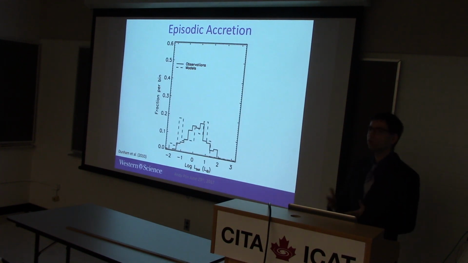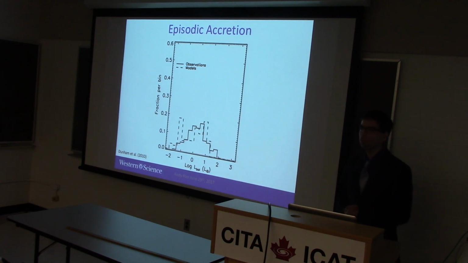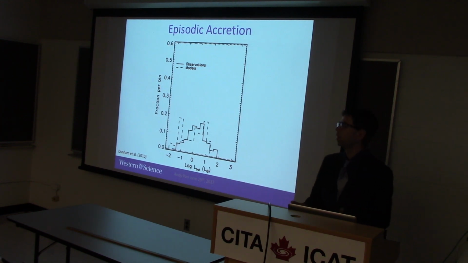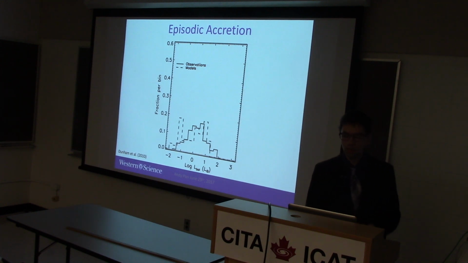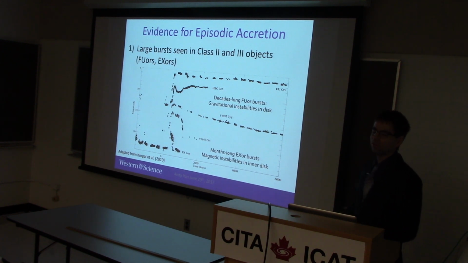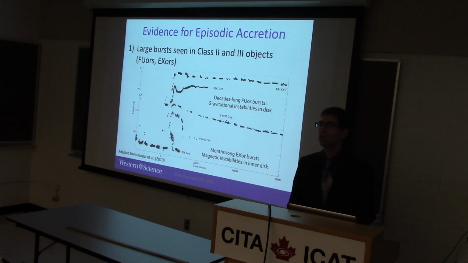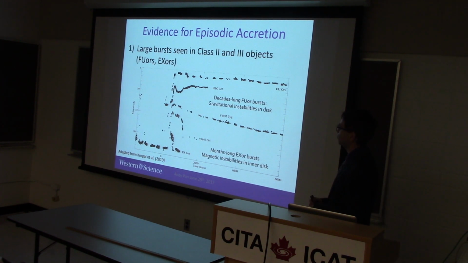And so with this sort of episodic accretion models, usually we can lower most of the accretion rates, and so we can get reasonable agreement with the models. So the question becomes, do we actually have observational evidence for this sort of episodic accretion? And the answer is we do. We do have some signs that we have it.